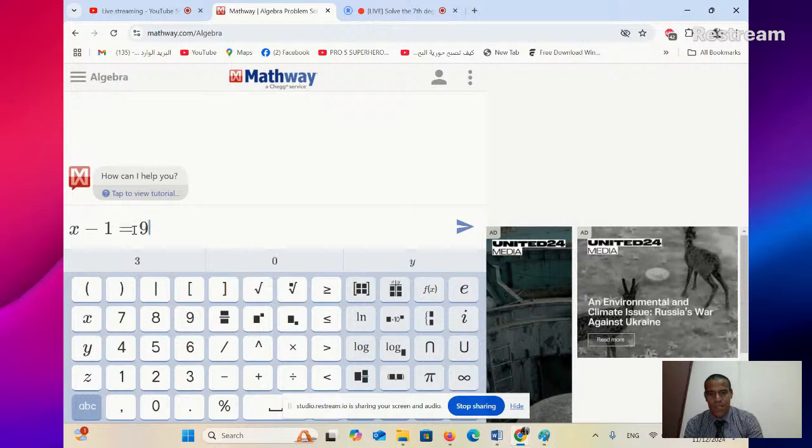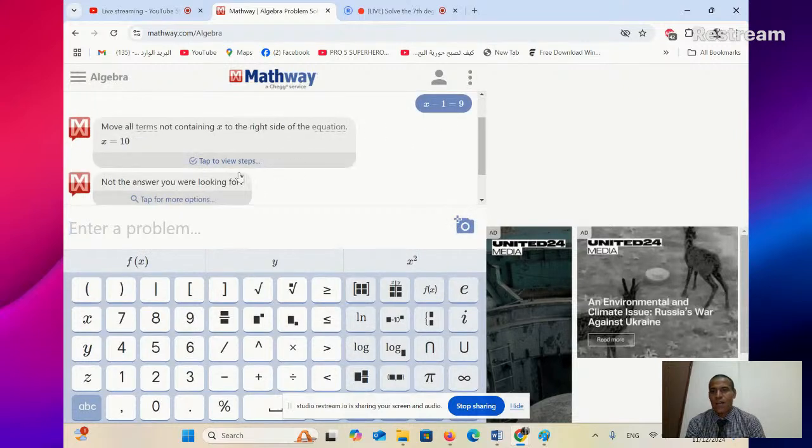Equal, Mr. Murad, 9. I will tell him, please solve. You see this one? Okay, what happened? Move all terms not containing x, meaning he will isolate x, so I can use the x equal 10. Okay, look now.